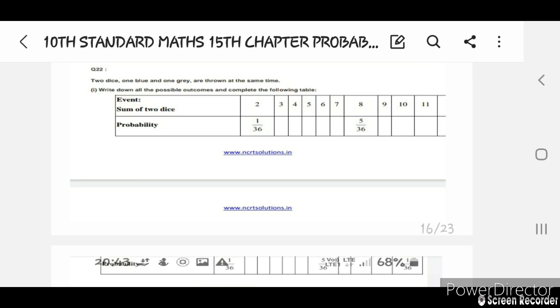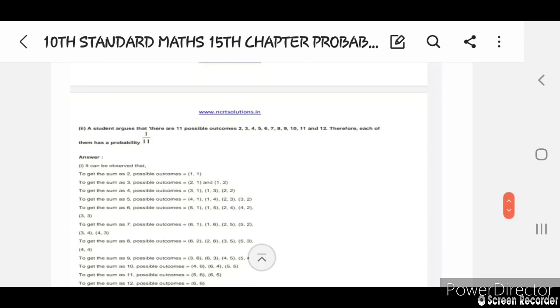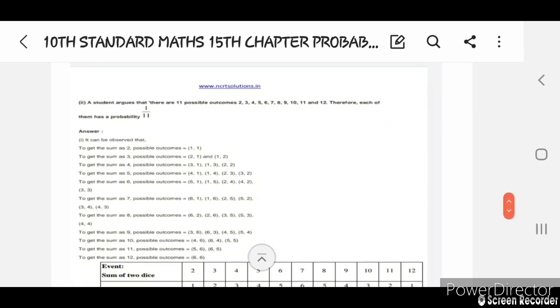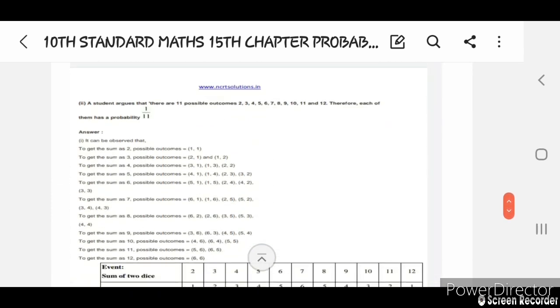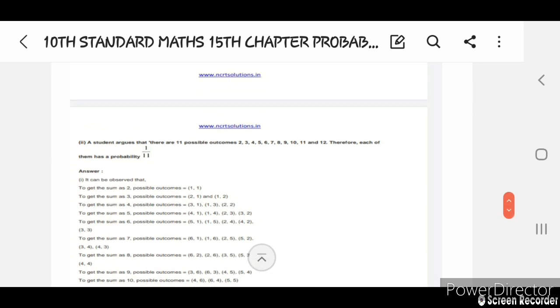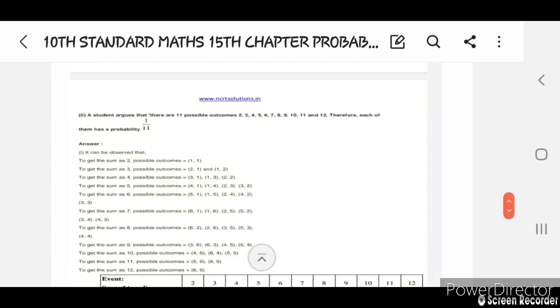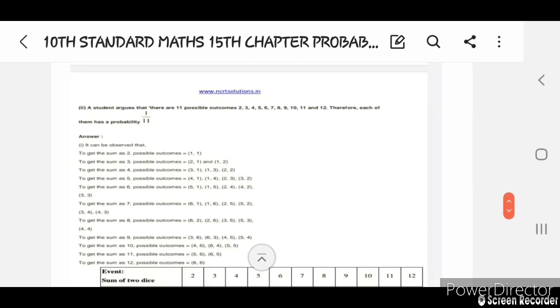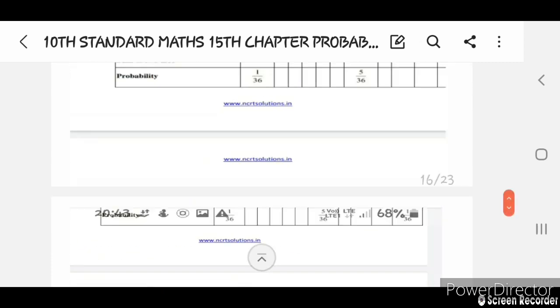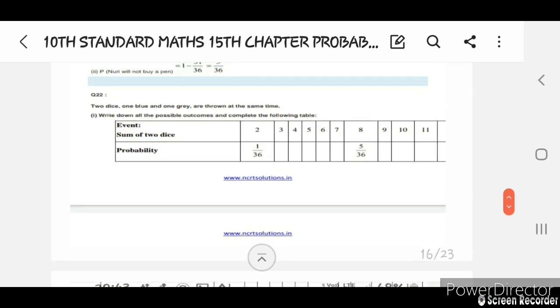It can be observed that for the sum 2, the possible outcome is (1, 1). For the sum 3, the outcomes are (1, 2) and (2, 1), because here there are 2 dice. Like that only. Totally, for the sum 12, the possible outcome is (6, 6). Like that you have to take.